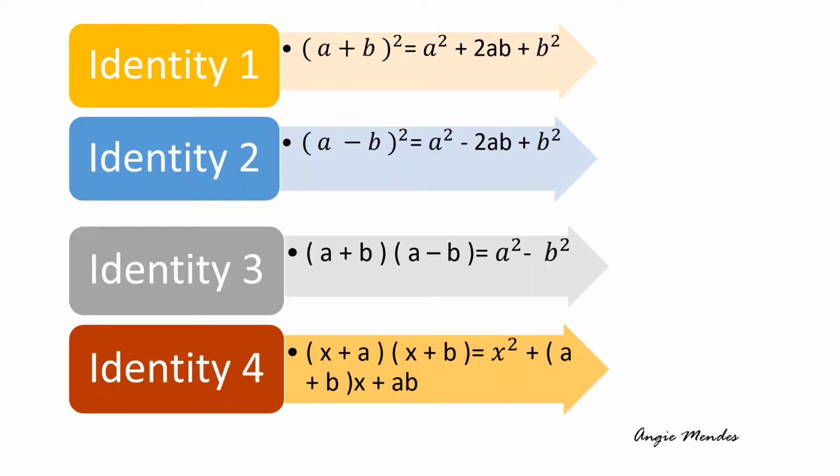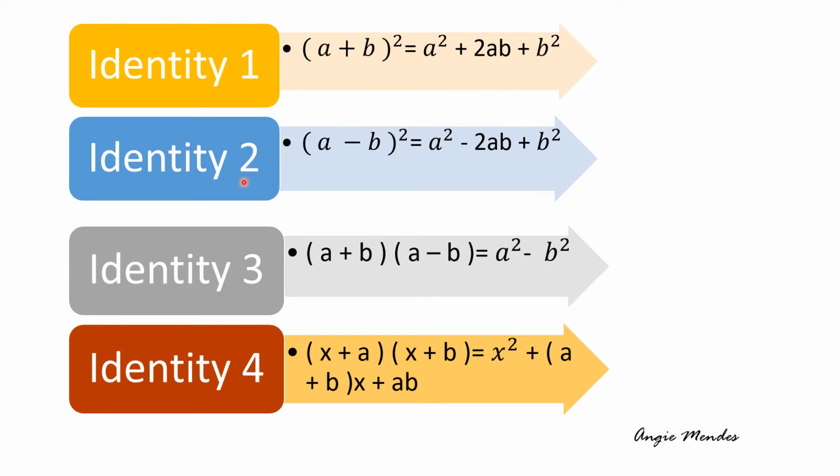Let us look at a few standard identities. The first identity is (a + b)² which gives us a² + 2ab + b². Now what this means is when you take the square of the sum of two numbers or two terms, we will get the square of the first term plus 2 into the first term and the second term plus the square of the second term.